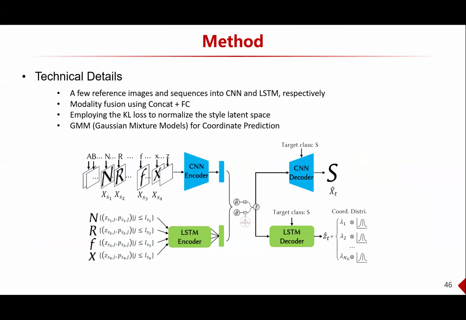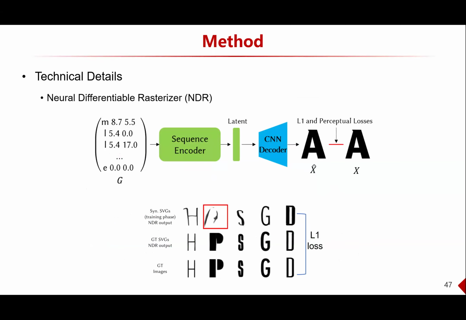So here are some technical details. We use a CNN and an LSTM, and for modality fusion we use concat and fully connected layers. We also employ the KL loss to normalize the style latent space, and we use Gaussian mixture models for the coordinate prediction. We also propose a neural differentiable rasterizer, abbreviated as NDR, because we introduce the MDN to represent the loss, which inevitably brings a location shift and makes the generated vector glyphs look off in coordinates. So we use this proposed rasterizer to make direct alignments with the glyph images.